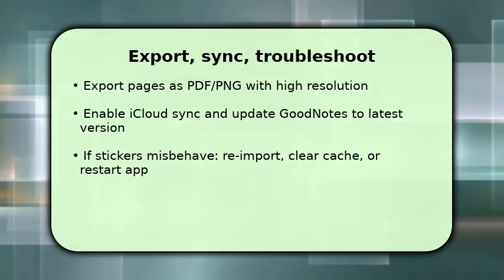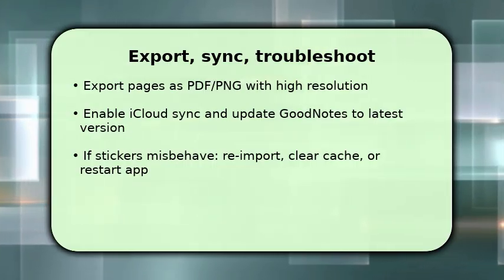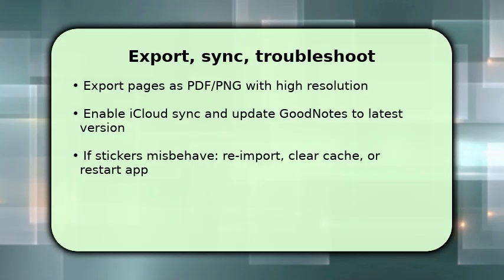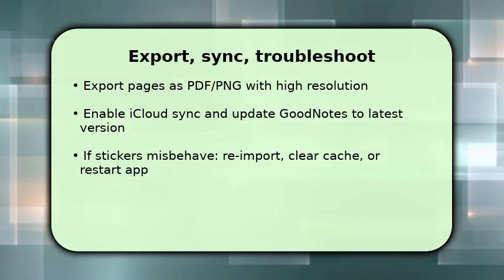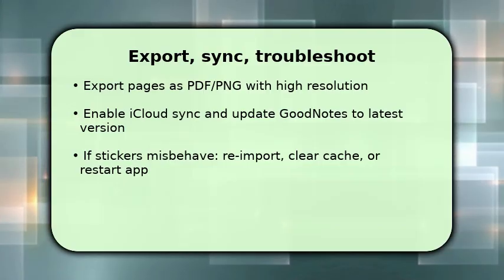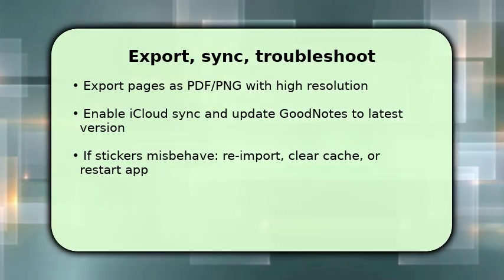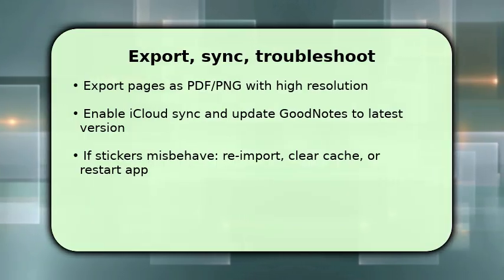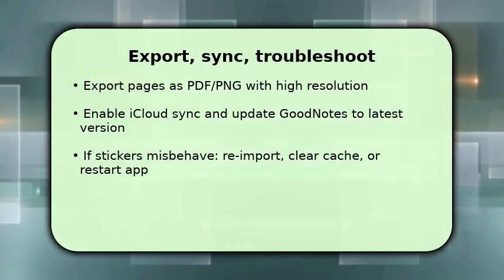If you run into issues, stickers disappearing, low quality, or unresponsive handles, first re-import the original file, then clear the app cache or restart Goodnotes. These steps usually fix corrupt thumbnails or transform bugs. If problems persist, update the app to the latest version to get bug fixes and improved sticker handling.